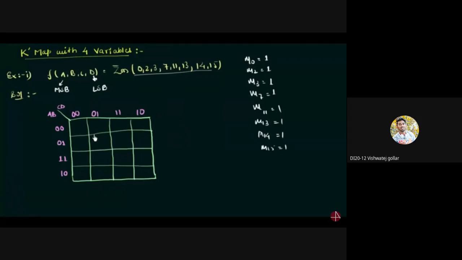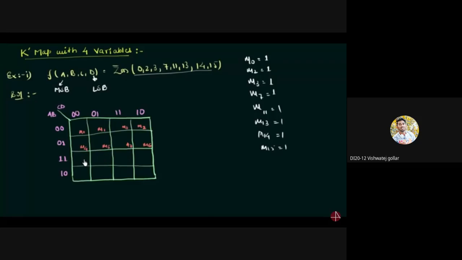This cell is your M0, this cell is your M1, this cell is your M2, this cell is M3. Similarly, I will write down all the cells: M4, M5, M6, M7.